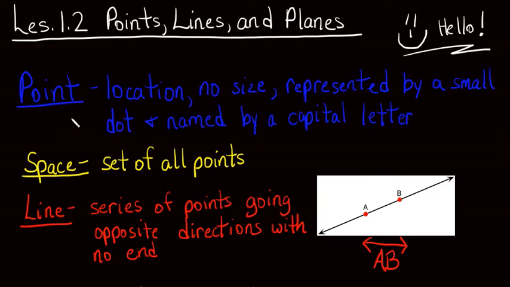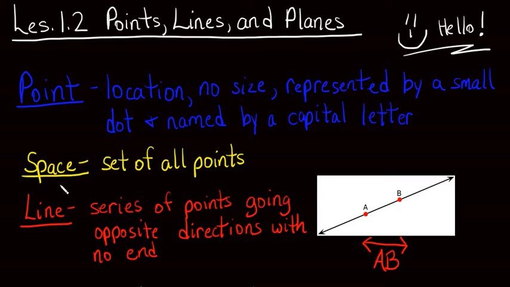The first thing we're going to talk about is what a point is. The geometric definition of a point is a location. It has no size. It is represented by a small dot, and it's named by a capital letter. So this would be point A, and this would be point B. It gives a location. Technically it's supposed to have no size, but we have to have a little bit of it there to see where it is. So this would be point B and point A.